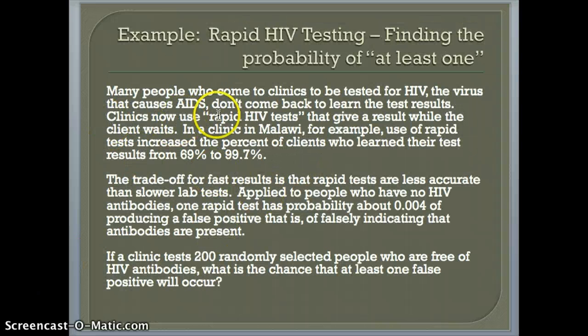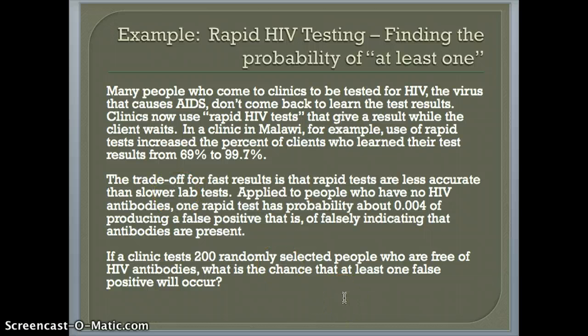Okay, so it's a long example, but let's understand it. Many people who come to clinics to be tested for HIV, the virus that causes AIDS, don't come back to learn the test results. Clinics now use rapid HIV tests that give a result while the client waits. In a clinic in Malawi, for example, use of rapid tests increased the percent of clients who learned their test results from 69% to 99.7%.